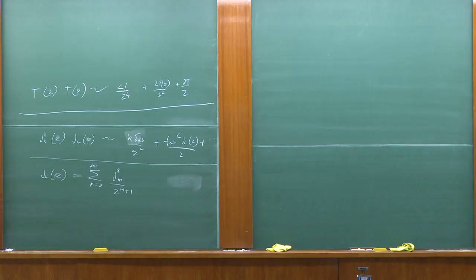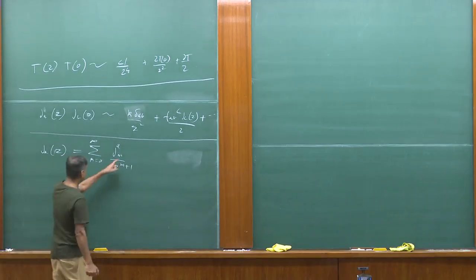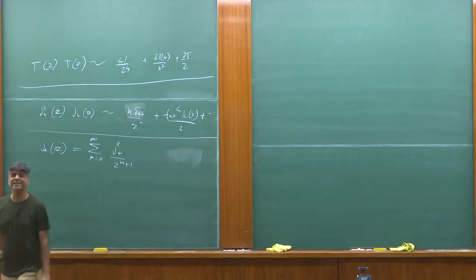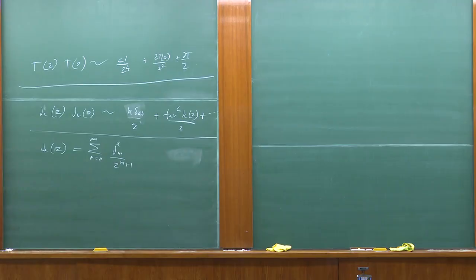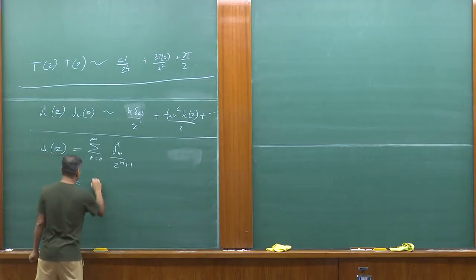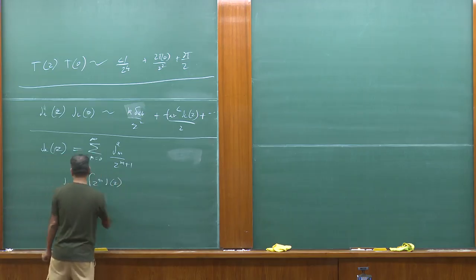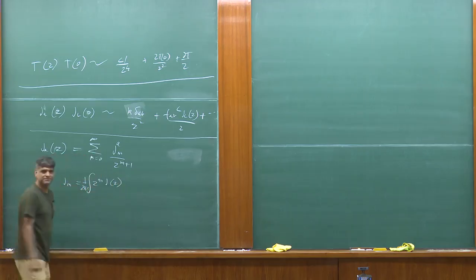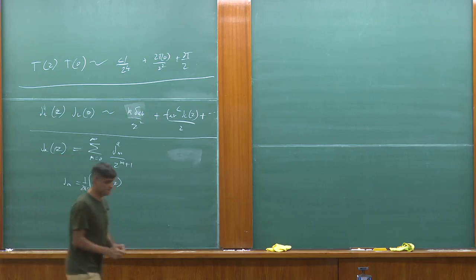Now, let's write the formula for these various J_m's. So, J_m is equal to the integral of z to the power m times J of z, and then 1 over 2 pi i. This is just the Cauchy theorem.